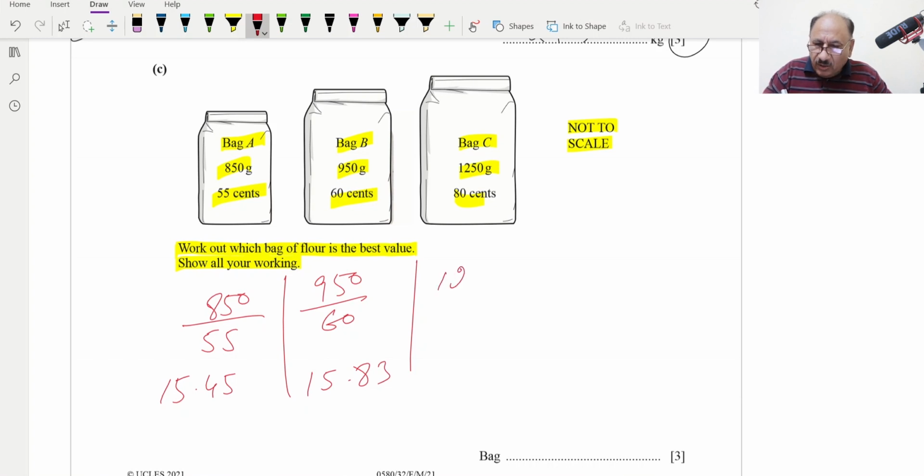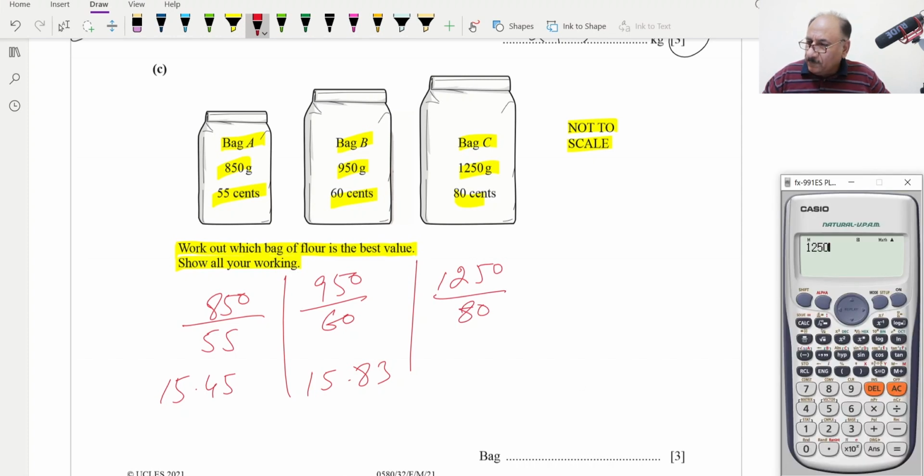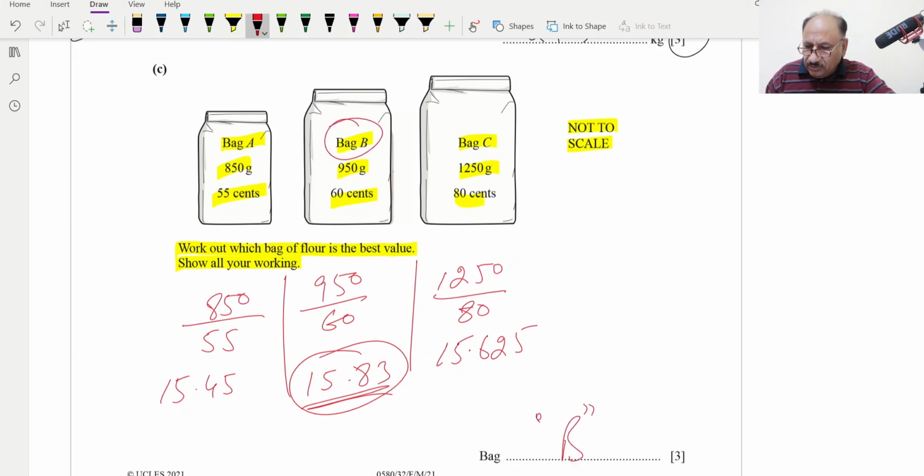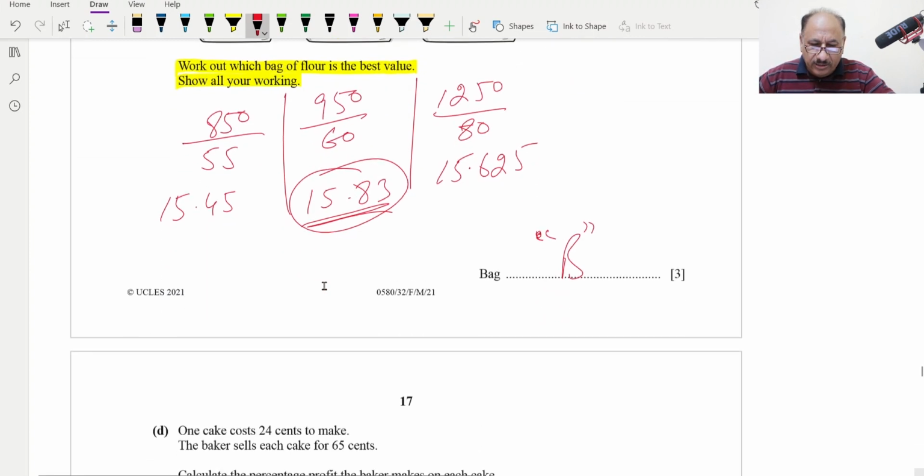And similarly 1250 divided by 80, and this will be how much? 1250 divided by 80 will be equal to 15.625. Now we can compare which one is the best value. If you check, this is not 16, basically it is 15. So this is basically the maximum which we will be getting, 15.83, and which is for bag B. So our answer will be bag B will be the best option to buy.